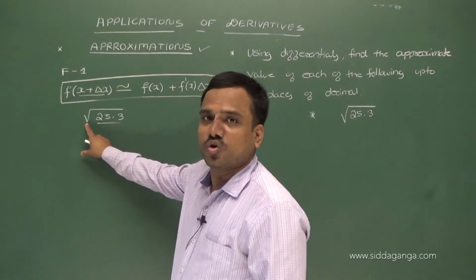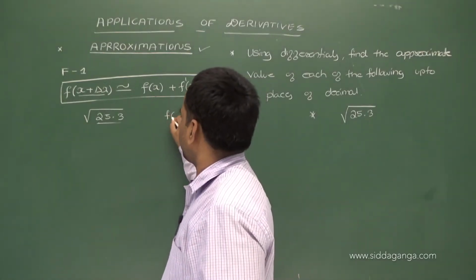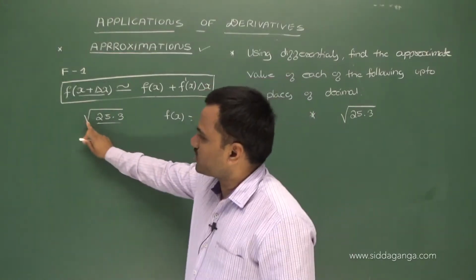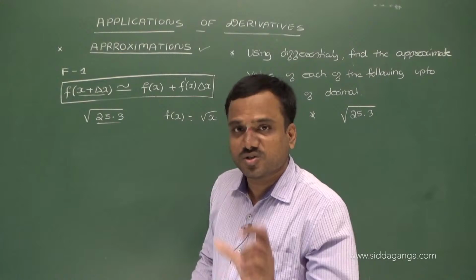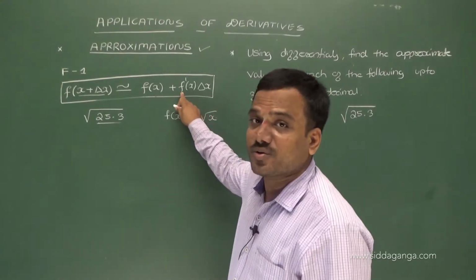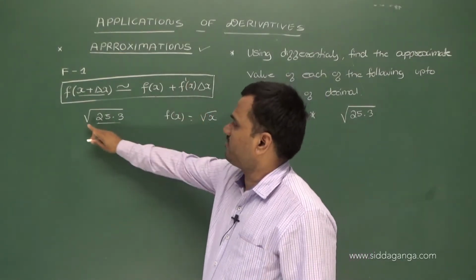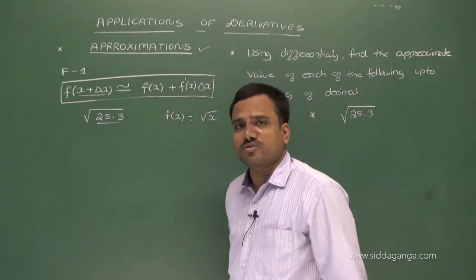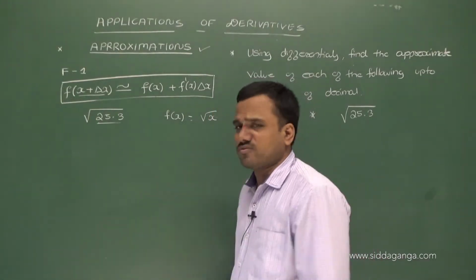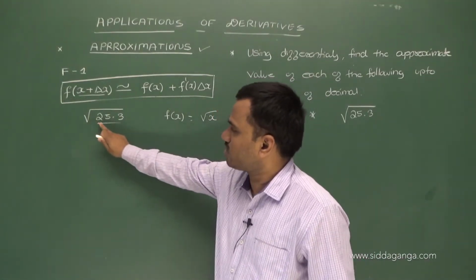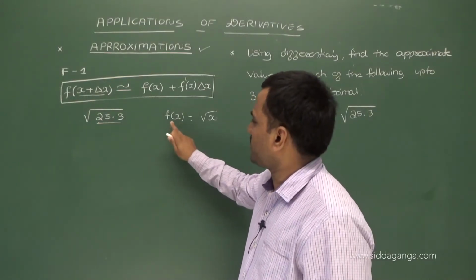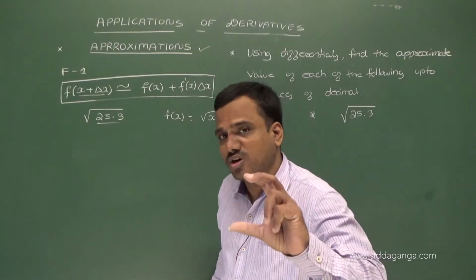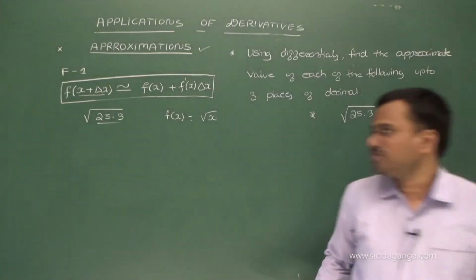Here he has given root, that's why I write the function f of x is equal to root x. If suppose cube root he has given, cube root of x, we also write the function because we want the derivative. If it is square root, we write square root of x. If it is cube root, we write cube root of x. If it is fourth root of x. Here what he has given, square root of 25.3. That's why I write the function f of x is equal to square root of x. You got the concept?